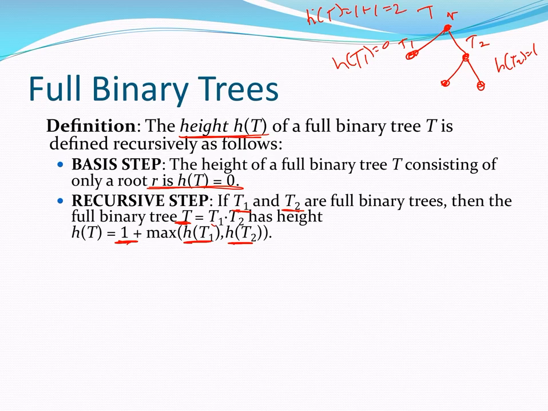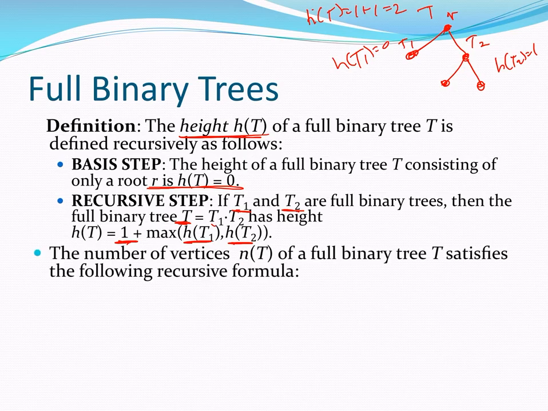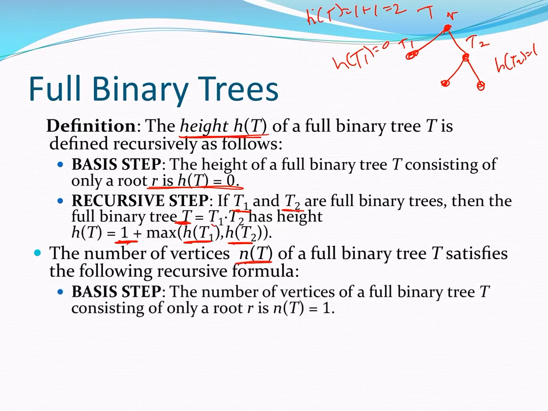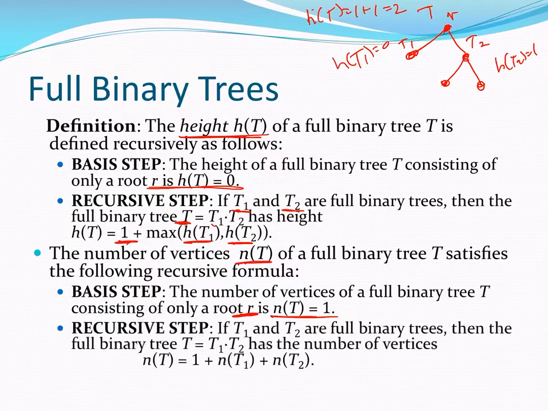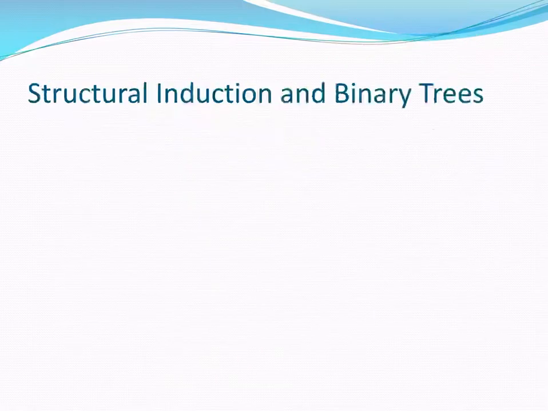Okay, the next one's more straightforward. It's the number of vertices in a full binary tree. In the basis step with just R, a single root, the number of vertices is just 1. And in the recursive step, by combining T1 and T2 into a new tree, I'll get all the vertices from T1 plus all the vertices from T2 plus the new root to give me the total number of vertices in the new tree.